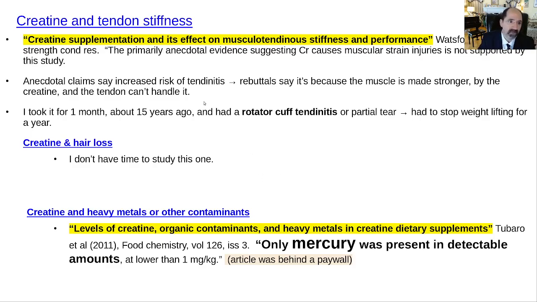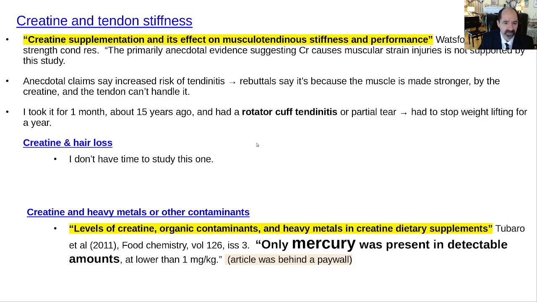As I mentioned before, there are also anecdotal suggestions that it increases muscle tendinous stiffness, so your tendon stiffness, and that's what happened to me. I got a tendonitis a month after doing it. Some people say that's just because your tendon can't handle the stronger muscle. I don't know. I don't think I was getting that much stronger. All of a sudden, for the first time in my life, I got a rotator cuff problem, and I had to quit weightlifting for a year. There are other things, anecdotally; some say it causes hair loss, others say it doesn't. I don't know if that's true. I sort of ran out of time to study that. I don't really care about that. It's a little too late for me to worry about that.